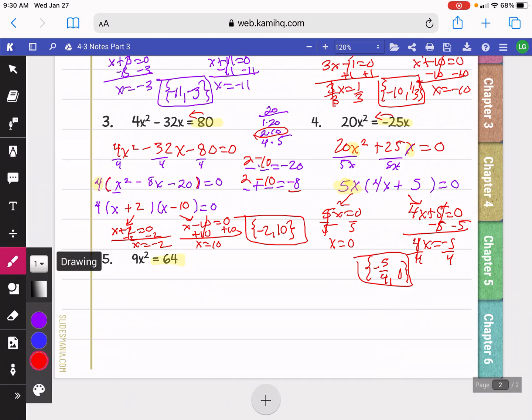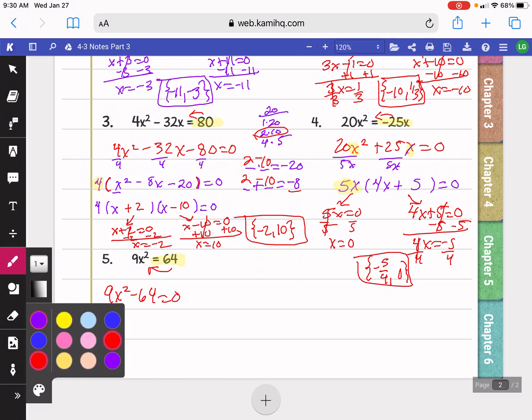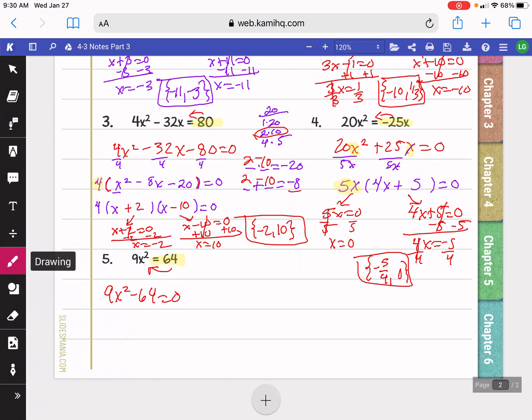I'm going to start by setting this equal to 0. Now I notice this is a binomial, so I'm going to look for greatest common factor. But for 9 and 64, those both can only be divided by 1. That's the only factor they have in common. So the other method we learned was to look for a difference of squares. So here, 9x squared, they're actually squaring 3x, because 3 times 3 is 9, 3x times 3x is 9x squared. And then 64 is actually 8 squared. So here they have a difference of two squares. They're squaring 3x and 8.